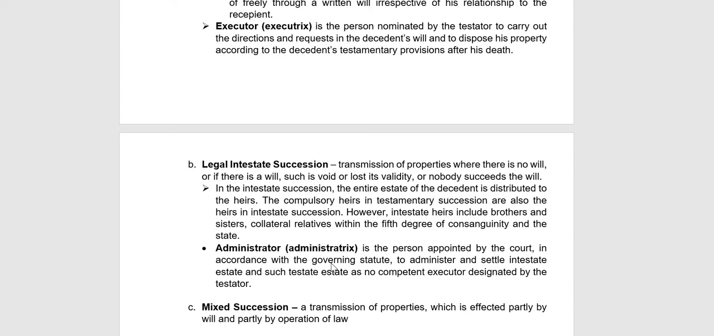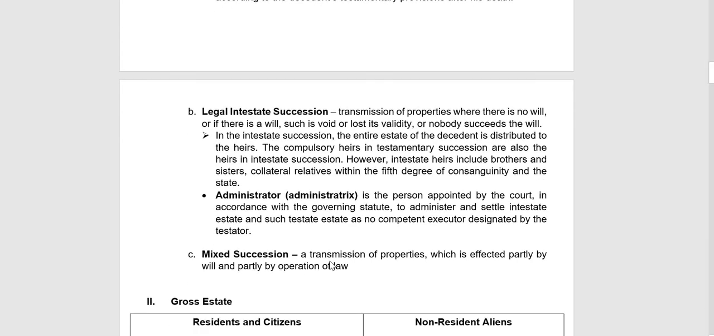So, kung walang executor na ni-appoint si testator, ang court mismo ang mag-appoint ng administrator, of course, to administer the property. Okay? We also have mixed succession. So, yung mixed succession is a transmission of properties which is affected partly by will and partly by operation of law.